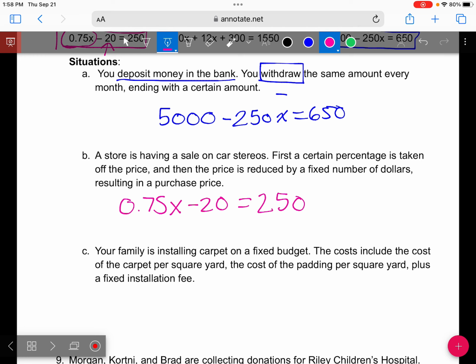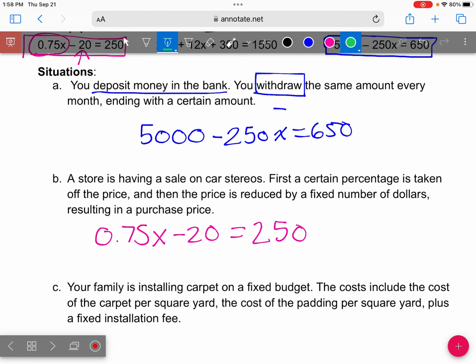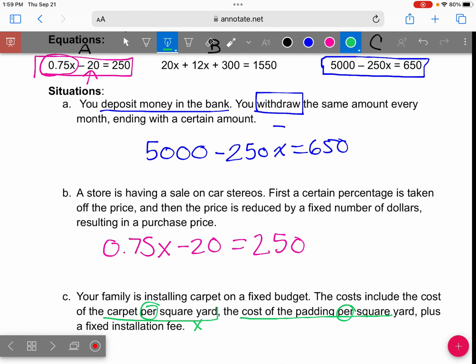So let's look at C. Even though we know which one is going to match, let's still talk through it. We're installing carpet on a fixed budget. The cost includes the cost of the carpet per square yard and the cost of the padding per square yard plus a fixed installation fee. So if we have the carpet per square yard, we know that with that per, it's going to have a variable. And the cost of the padding per square yard, again, that's going to have a variable. So if we look up here, I have a variable and a variable.